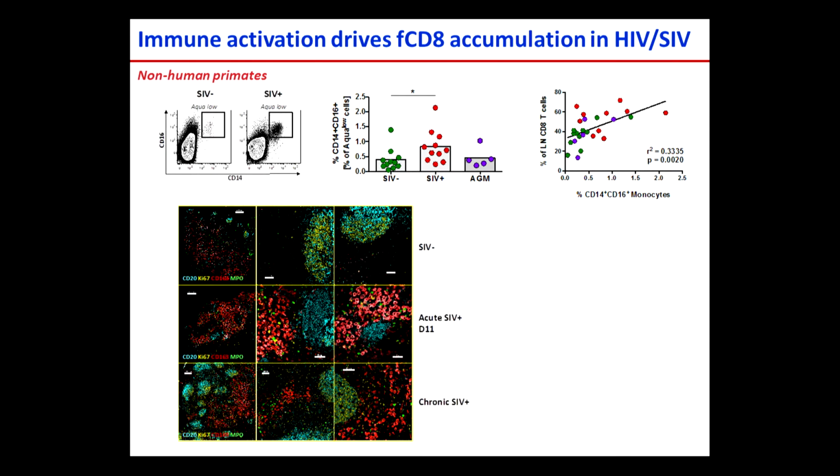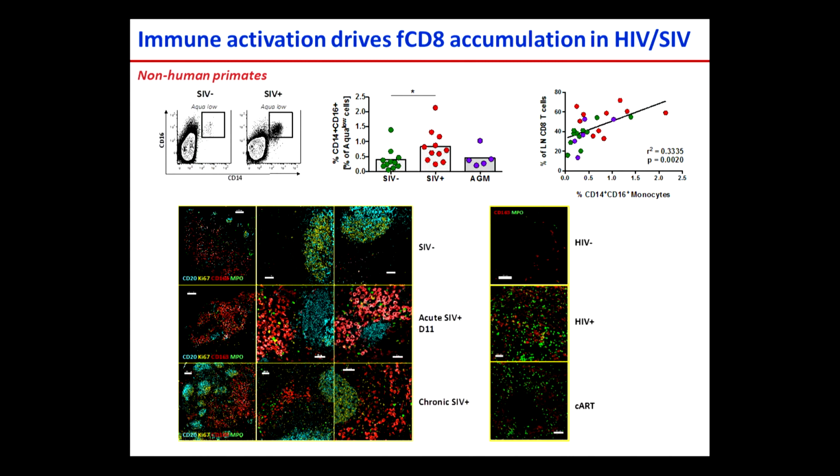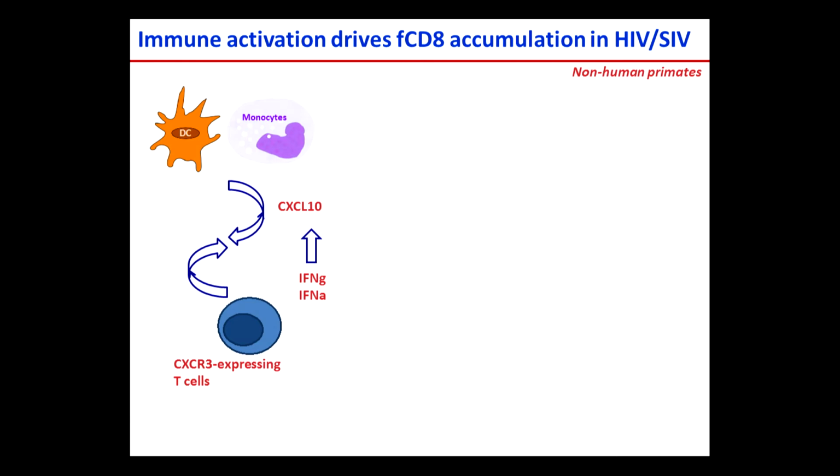You see the same thing in HIV infection. So here's an HIV uninfected lymph node, CD163 and myeloperoxidase. You don't see many of these monocytes. With HIV infection or HIV infection on antiretroviral therapy, these cells are all over the place. So what do these activated monocytes make? One of the things that they tend to make is CXCL10 or IP10.